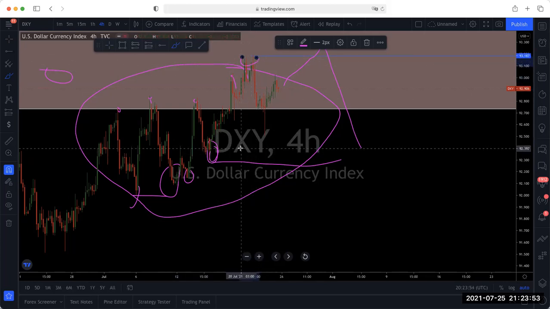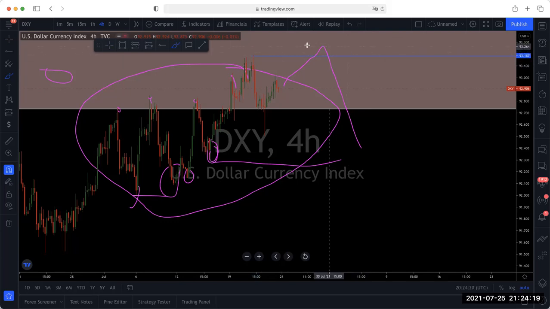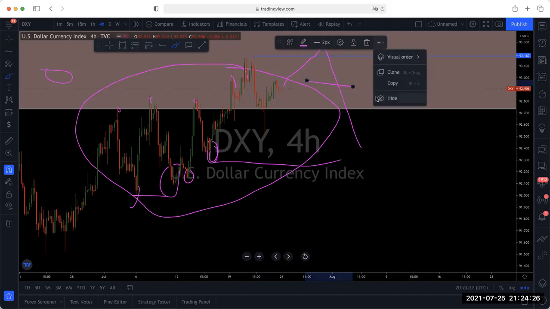Now there are some things that I'm going to really expect on this pair. Look at this drawing that I've made here, right? I'm expecting this particular zone to be taken out, and if that is taken out, I will be very, very happy with that because this was last week's high. So if that happens, then I'll be looking for an entry on the 15 minutes time frame for me to take my trade, right? That is the first instance. But there is another thing that might likely happen on this pair.